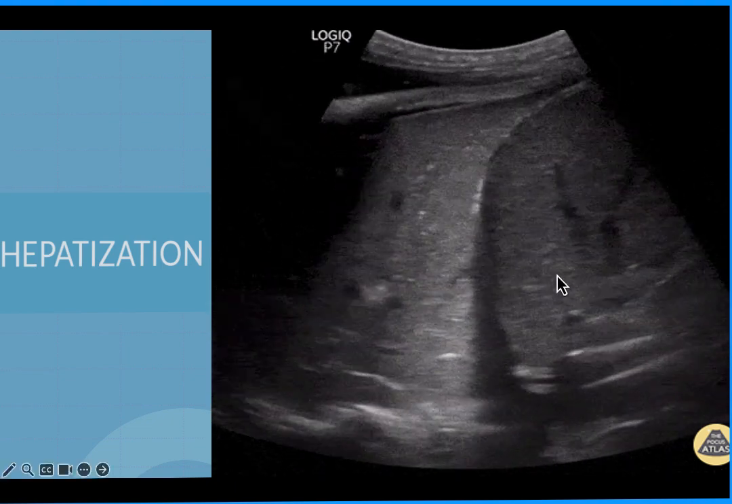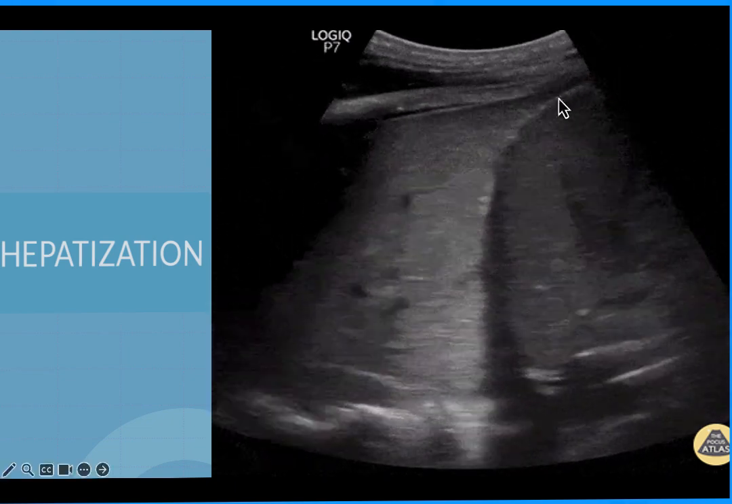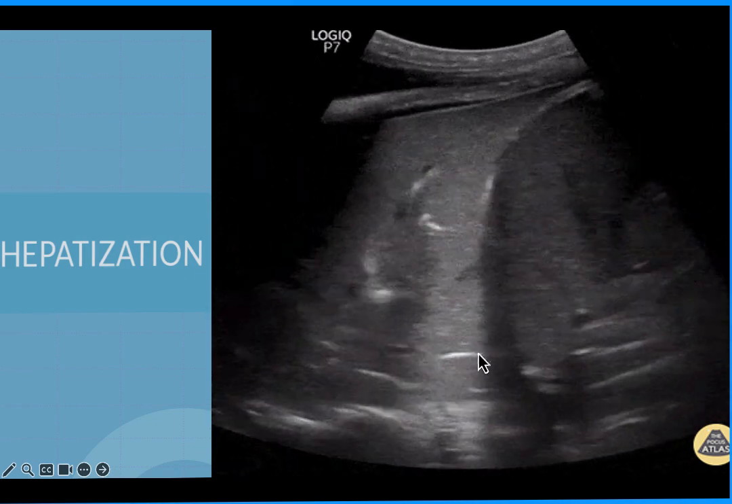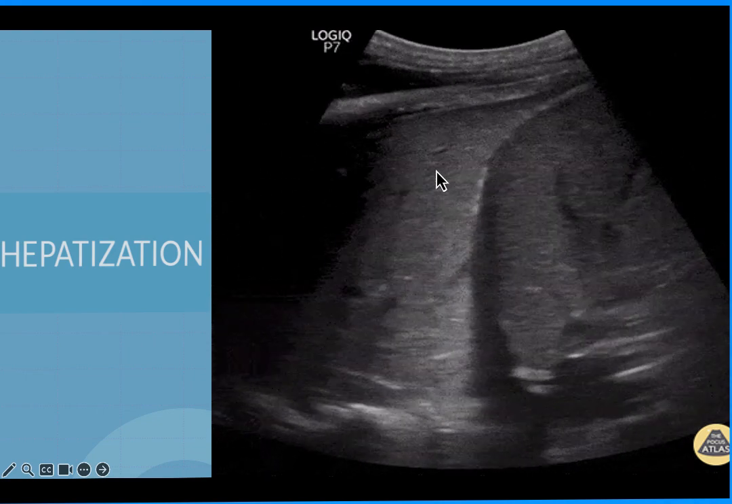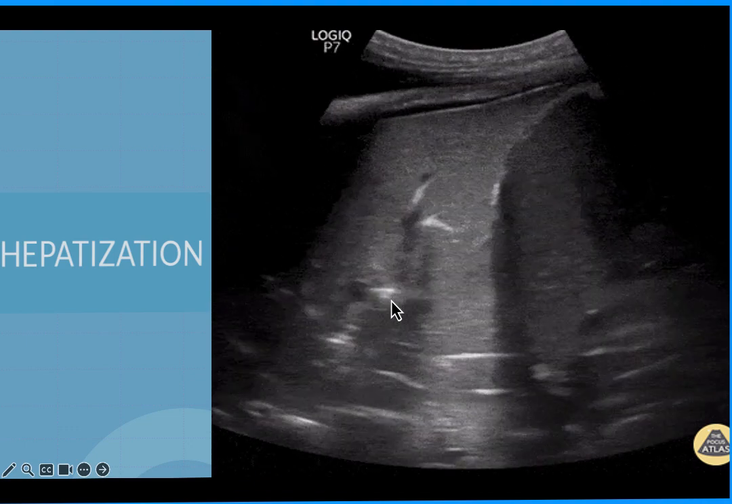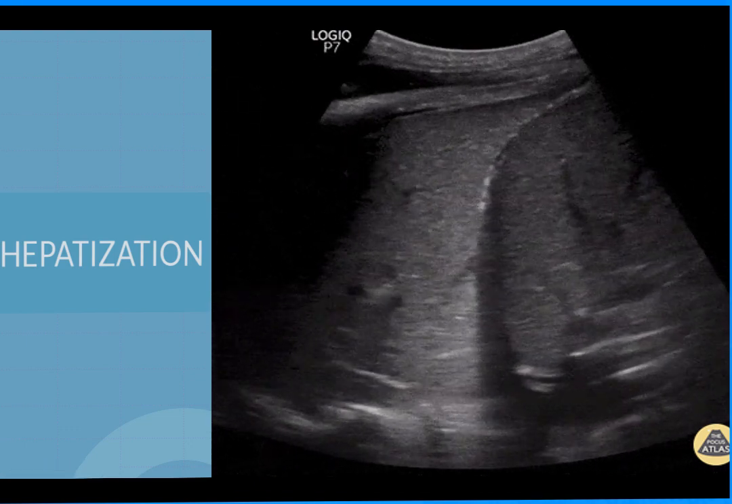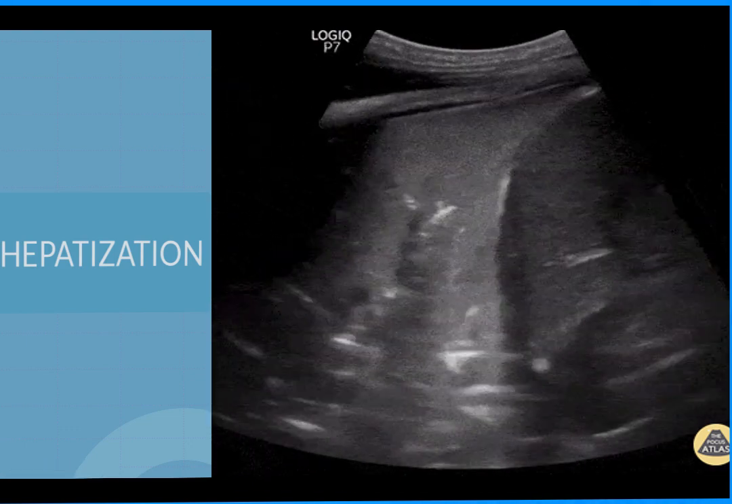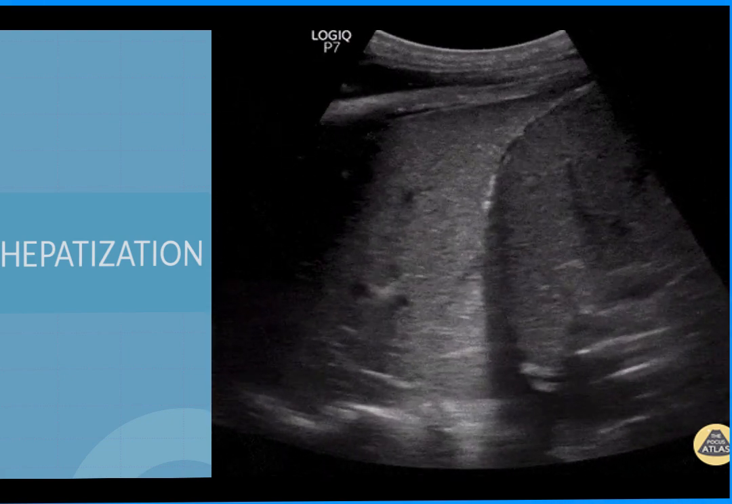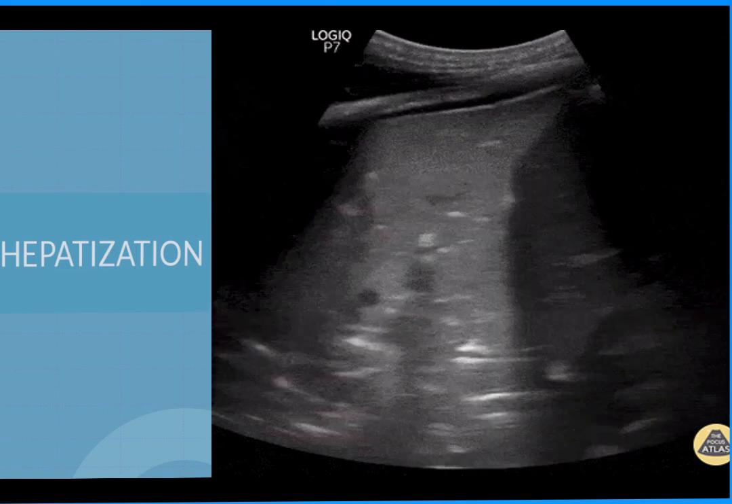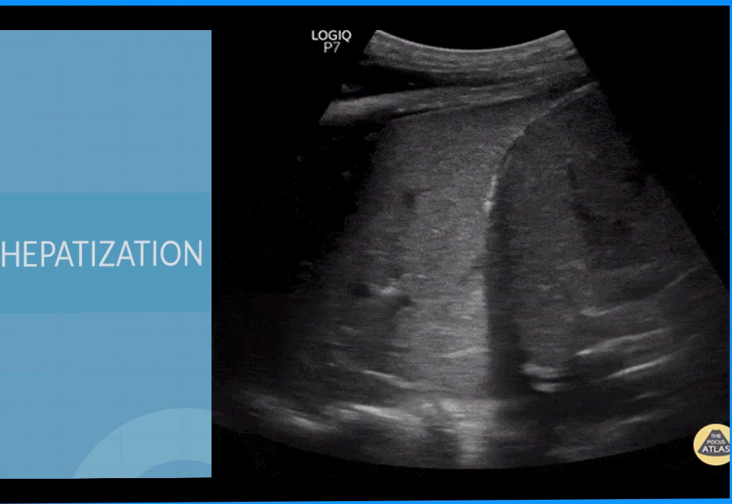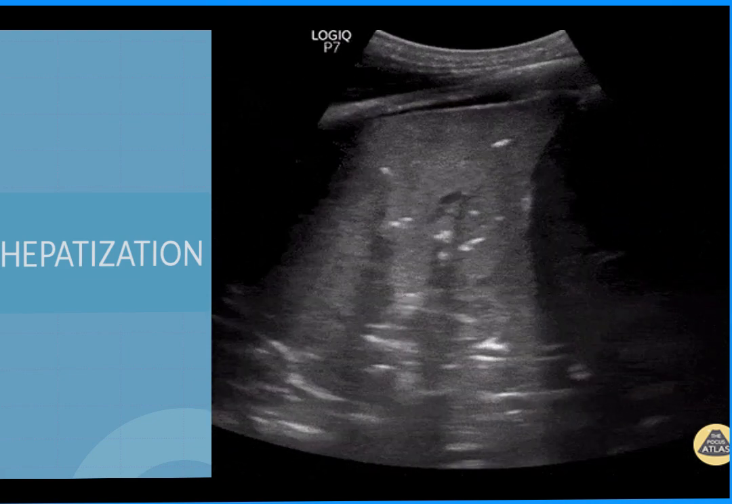Okay, so as you can see, as the patient breathes in and out, the diaphragm moves. The diaphragm moves down as they take a deep breath and moves back up as they breathe out. And as they're doing that, you can see these bright lines moving up and down. Air bronchograms, like we said, are trapped air in the tissue that are either dynamic or static. Dynamic air bronchograms are typically seen in pneumonia, and static air bronchograms are typically seen in atelectasis, but you can still see some static air bronchograms in consolidation.